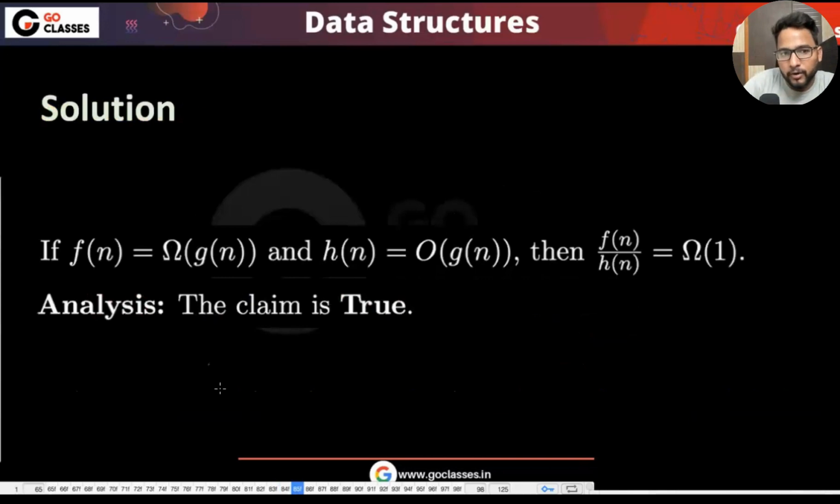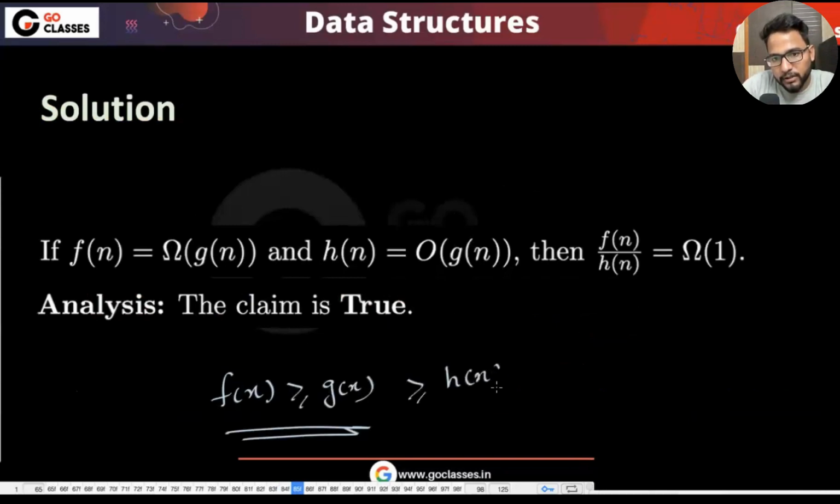Why? Because see, f(n) is greater than or equal to g(n). It is given, and g(n) is also greater than or equal to h(n). This is also given. So from here you can say definitely that f(n) is greater than or equal to h(n), right? Which means f(n) upon h(n) is greater than or equal to 1. So that's why this is true.